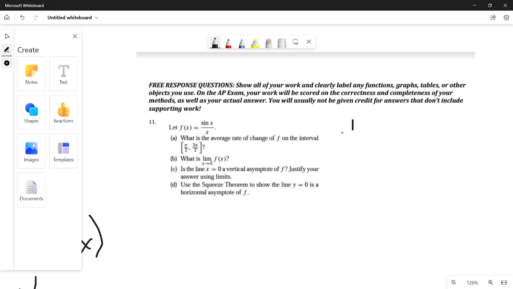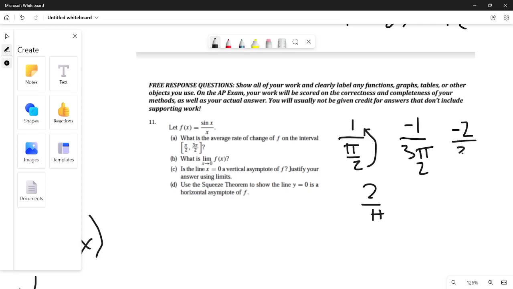So sine of pi over 2 is 1, and then x is pi over 2. We can move this 2 up here because it's in the denominator of a denominator. So it's 2 over pi. And then sine of 3 pi over 2 is -1. x is 3 pi over 2. We can move this up here. So it's -2 over 3 pi.